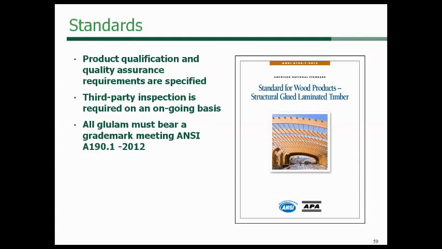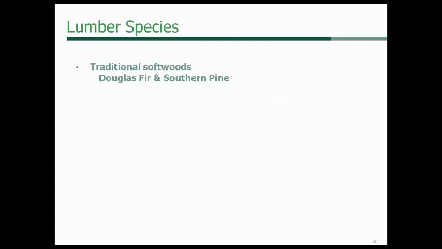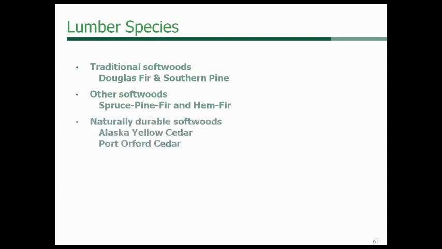So the manufacturers know what they need to make and what the requirements for the product are, and the people specifying it understand the strength characteristics of the product. As I mentioned, Douglas fir and southern pine are some of your more common species that you'll see Glulam manufactured in. Other softwoods, such as the SPF and hem fir species classes, are available as well.